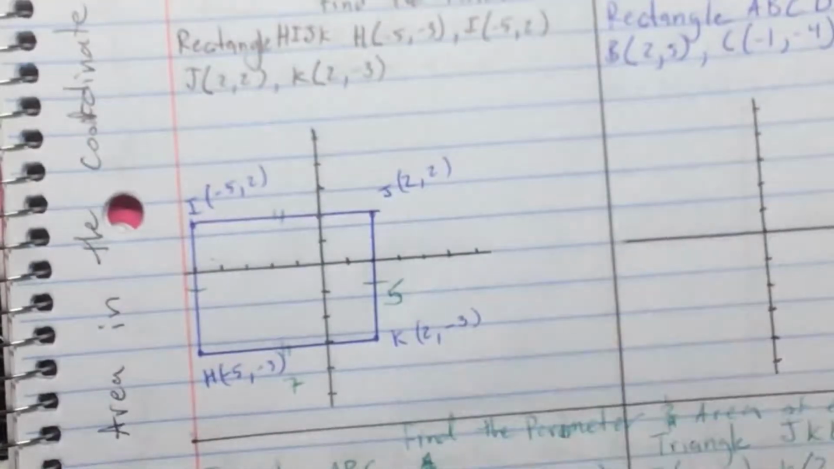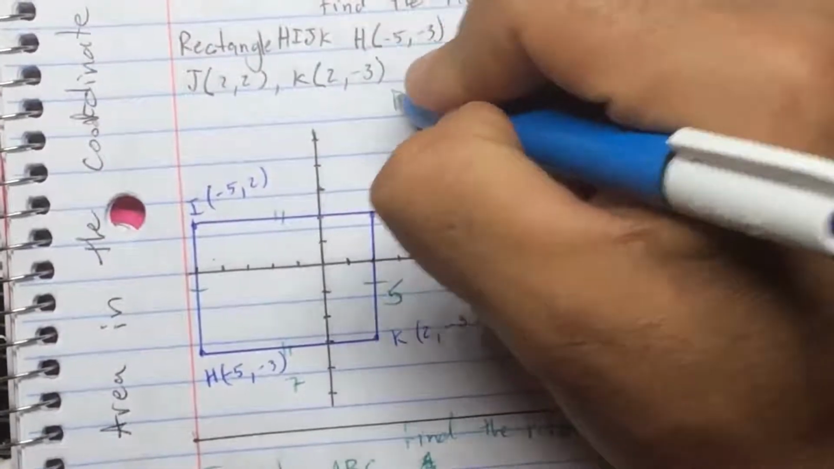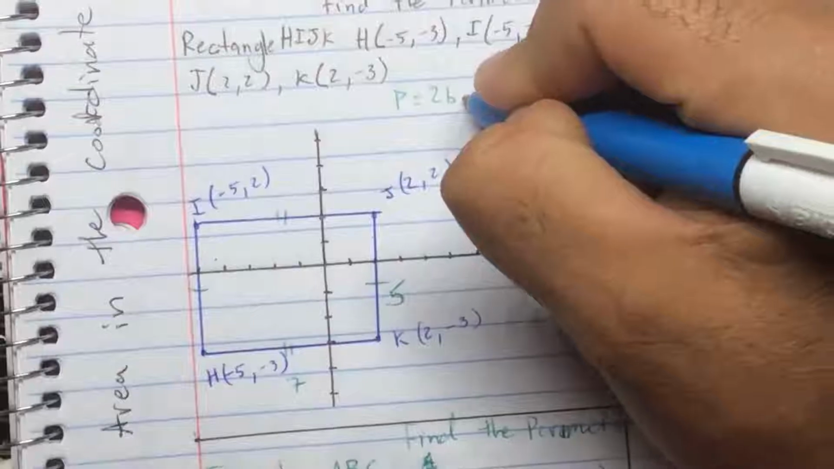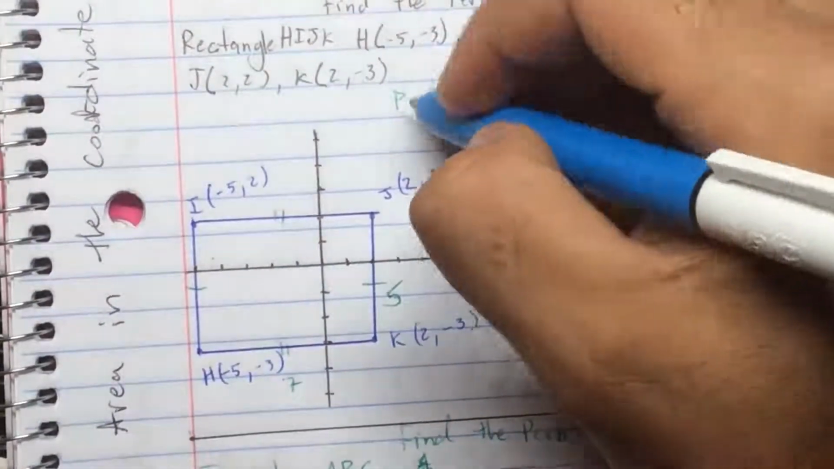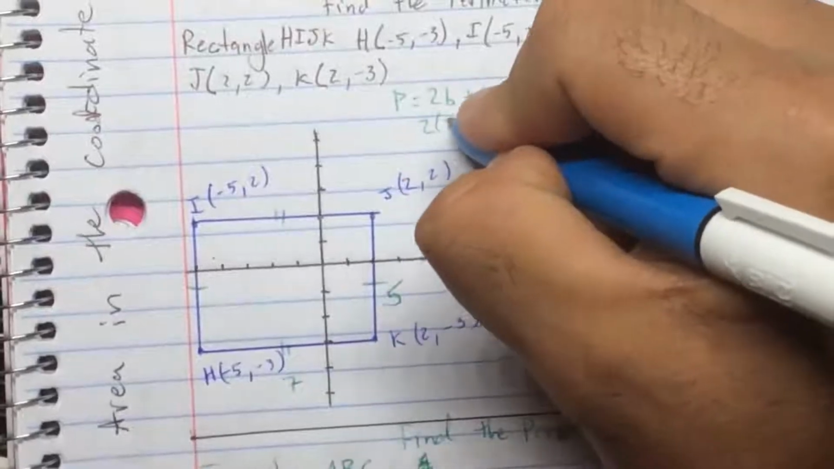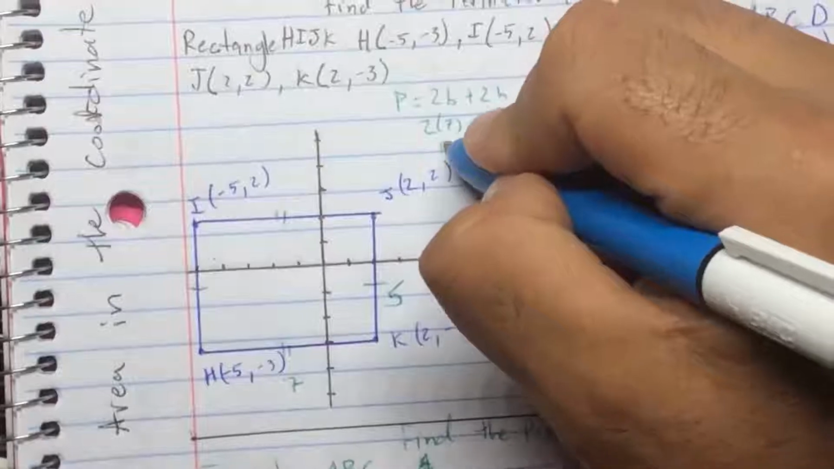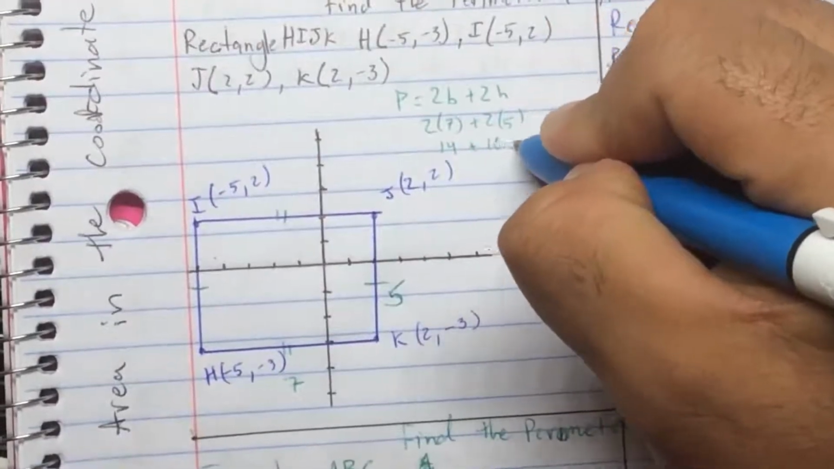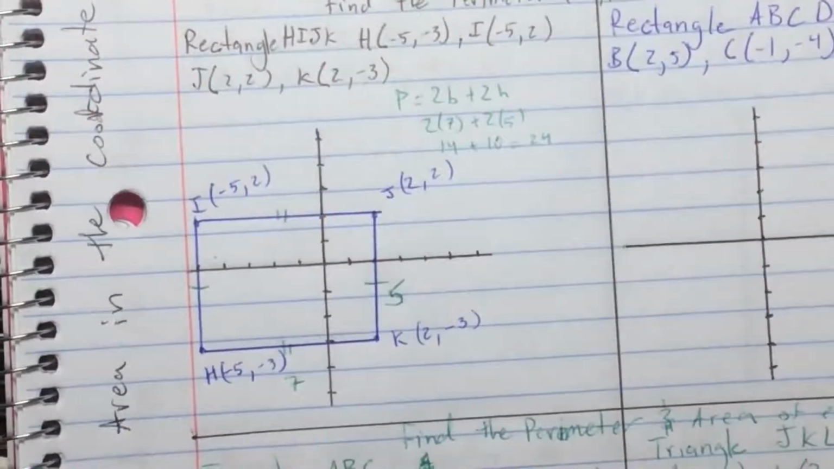All right, so once again, the formula for the perimeter was equal to 2 times the base plus 2 times the height. So we're going to get 2 times our base, which was 7, plus 2 times our height, which is 5. And we get 14 plus 10 equals 24. So our perimeter is equal to 24.